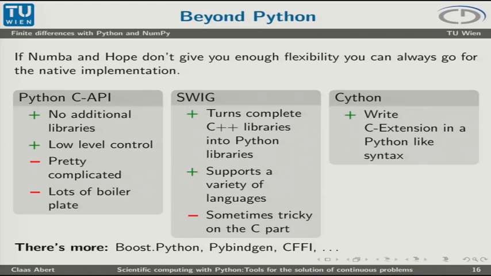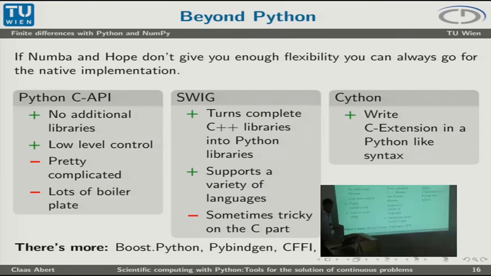Then another possibility is to use Swig. Swig can actually turn a complete C++ library into a Python library with exactly the same API. And you only have to give some hints to Swig how the types are connected to each other and so on. But sometimes it's a bit tricky to get the right type conversions. Another advantage of Swig would be that it supports more than Python. So you can also create Ruby bindings, as far as I know, and some other languages.